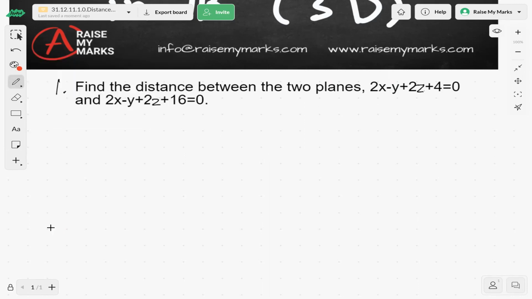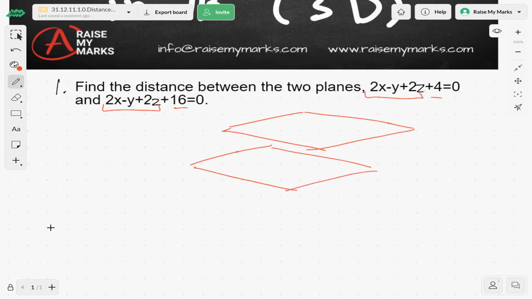If you notice, this part is the same in both equations. The only difference is the constant. So this means we have two planes that are parallel to each other. Let's call one pi 1 and the other plane pi 2. So these two planes are parallel. Now we need to find the distance between the two planes. We want to find this distance here.